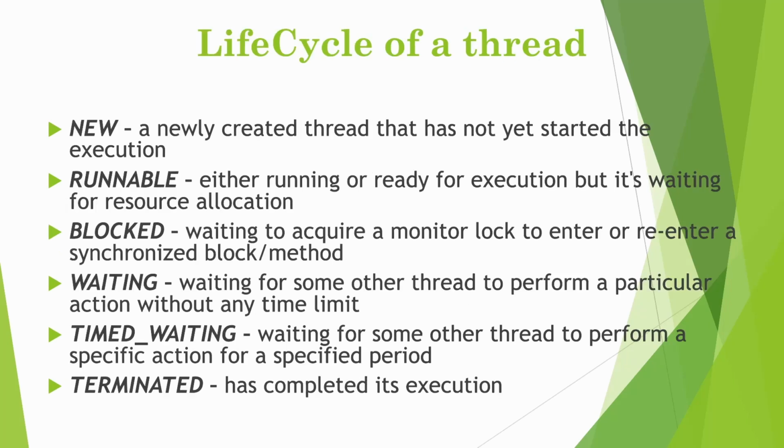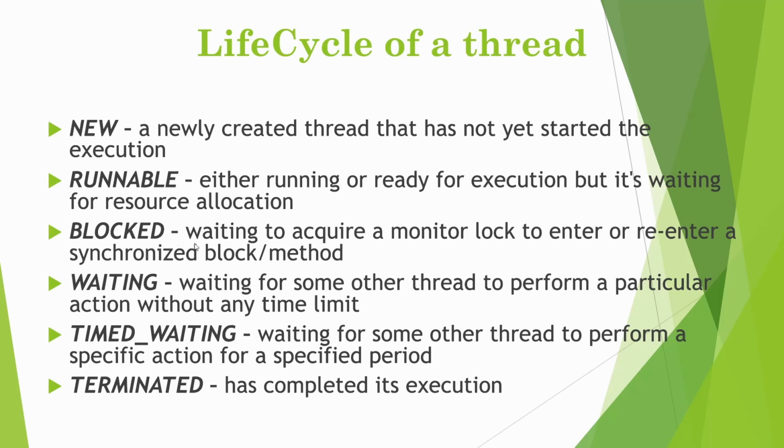So life cycle of a thread. Now as thread is a proper process, you will be having different stages: new, runnable, blocked, waiting, timed wait, and terminated. In this I would not like to explain in detail because the keyword itself says it. New: it is newly created, but the thread is not started, it is just created. Runnable: it is either in the running state or ready for execution, but it is waiting for its resource allocation.